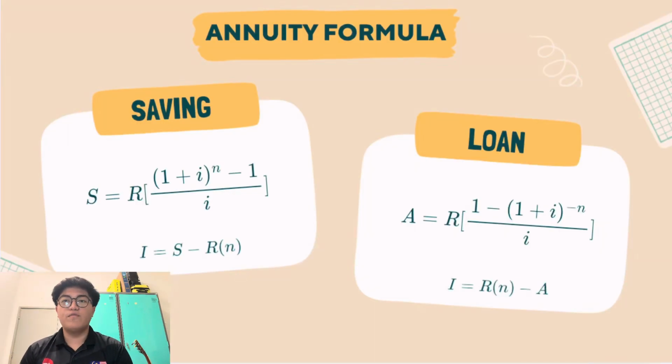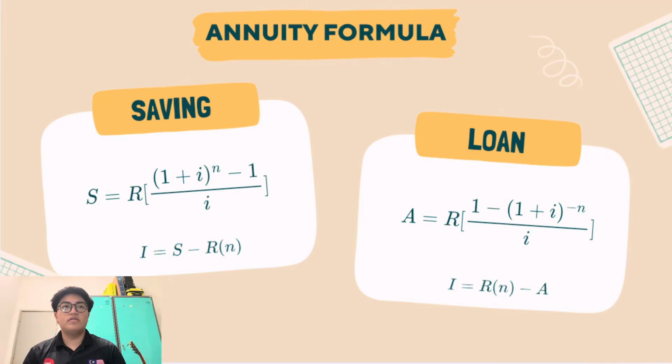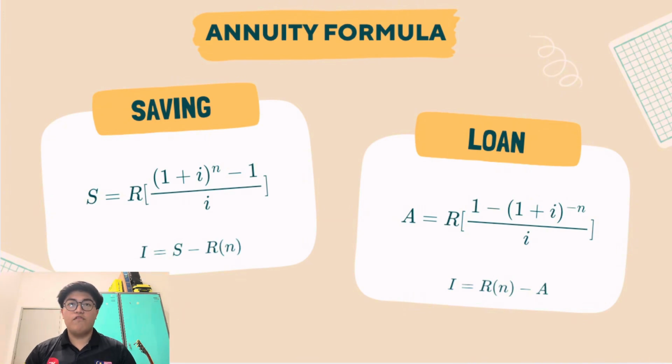And this is the annuity formula. For saving, we use S equals R, open bracket, 1 plus I, close bracket, to the power N, minus 1, over I. At the bottom is the formula to find the interest charged, and we use I equals S minus R times N. For the loan, we use A equals R, 1 minus open bracket, 1 plus I, close bracket, to the power negative N, over I. At the bottom, to find the interest paid, I equals R times N minus A.